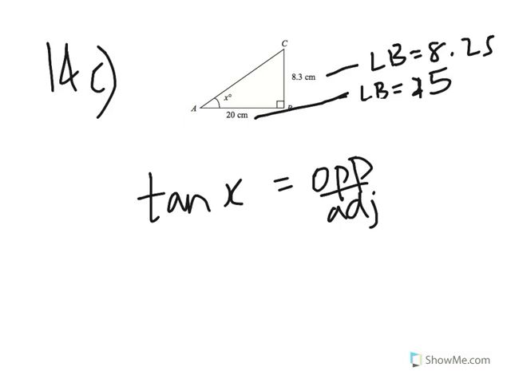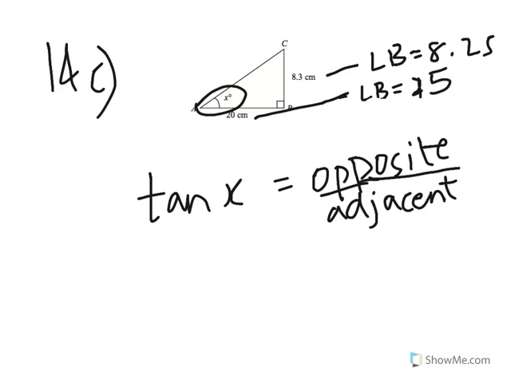Okay, so for question 14c, the same triangle, they're asking you to calculate the lower bound of tan x. So tan x is nothing but the opposite side over the adjacent side. The opposite side meaning the side opposite to the angle, the adjacent side being the side where the right angle and the angle lie on, which is this side.